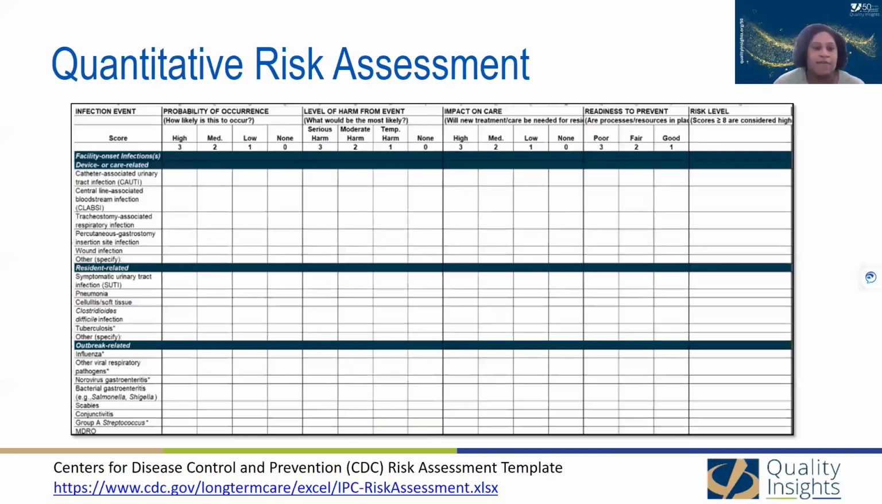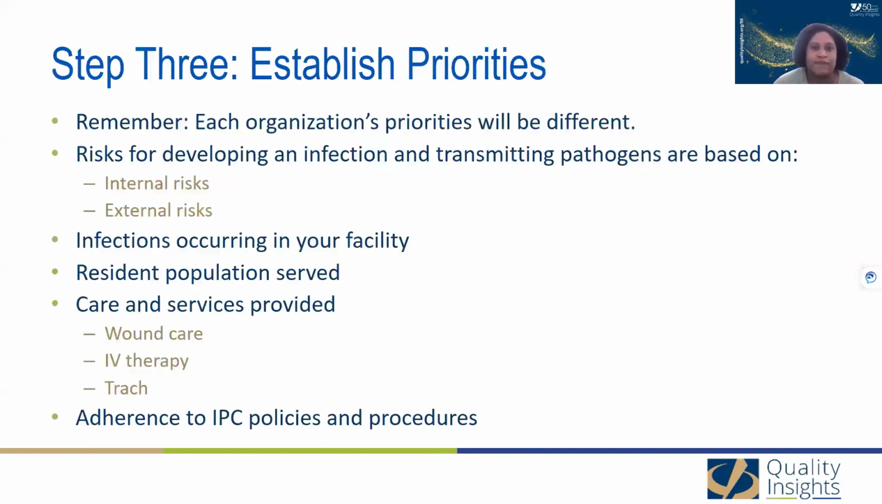So this is the form that we're going to be utilizing today. This is the form from the CDC that a lot of people are familiar with, and it's readily available. There are tons of different templates out there, but this one I think was just the most readily available one. So we're going to move on to step 3, which is establishing our priorities.